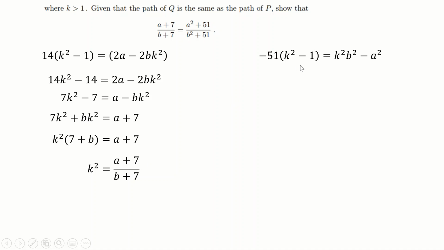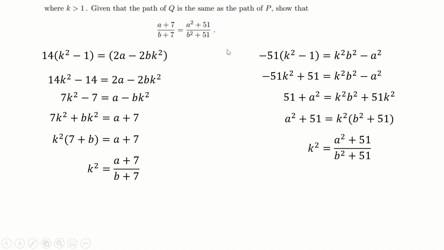And over here, so again, expand out, minus minus makes a plus. Get the k's onto one side. In fact, I've got them over to this side, so that's fine. Factorize out the k squared, divide through, and amazing.